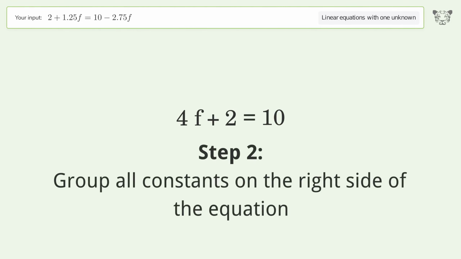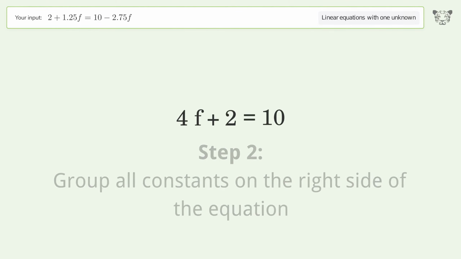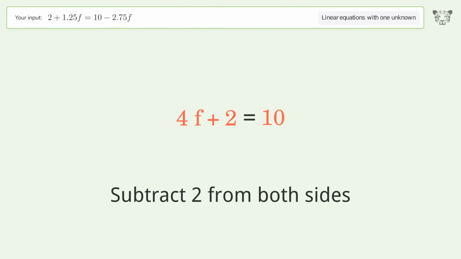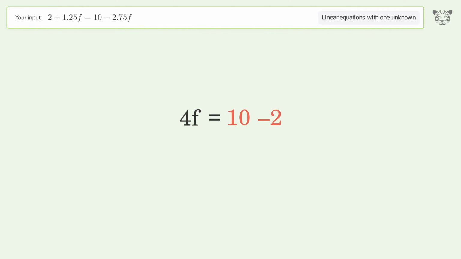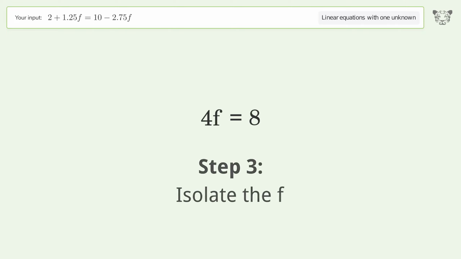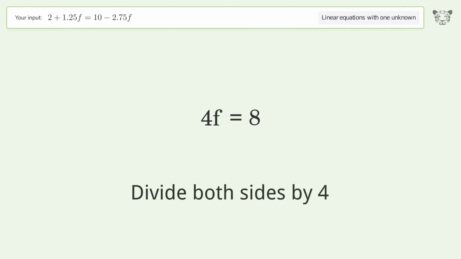Group all constants on the right side of the equation. Subtract 2 from both sides. Simplify the arithmetic. Isolate the f. Divide both sides by 4.